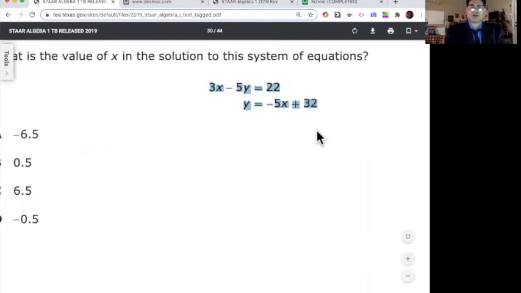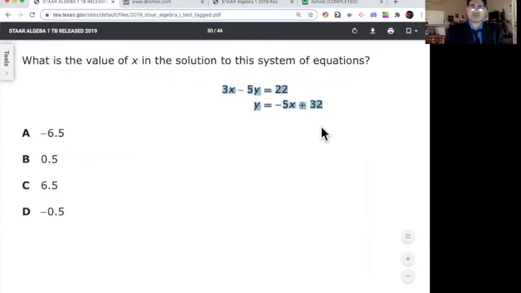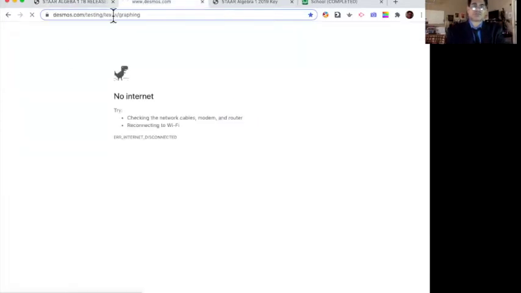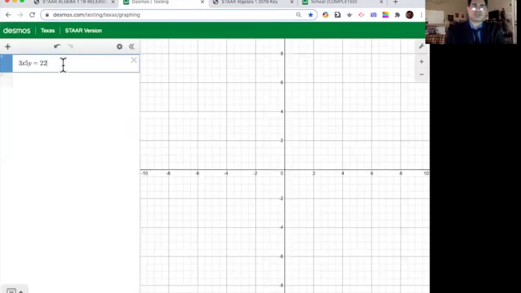So we are going to solve these equations by putting them into the Desmos calculator. Let's see if that'll work. So let's just try the first equation. Let's put that in there. 3x minus 5y equals 22. So we're given that.